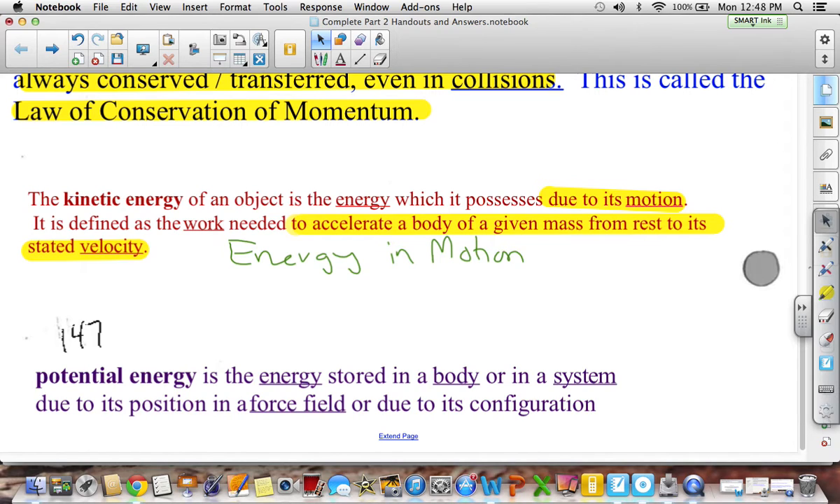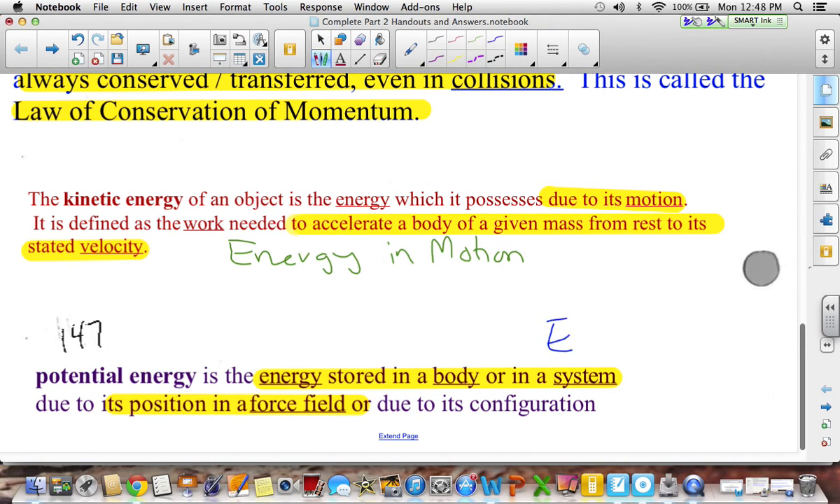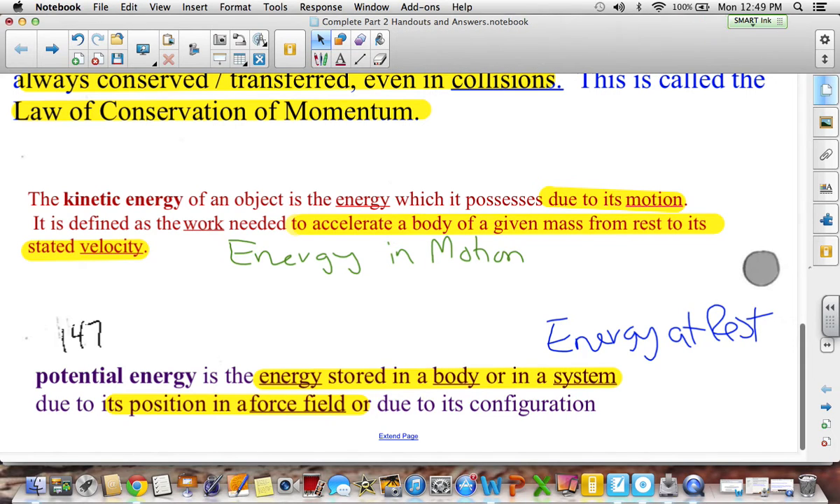We'll talk a little bit about that at the end here. Now, potential energy is the opposite of that. Energy is stored in a body or in a system, due to its position in a field. So we tend to think of this as energy at rest. Again, we can talk about the different types of potential energy that we've got.